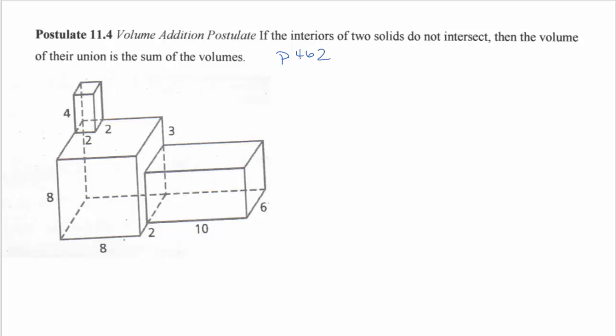So here's this funky shape right here, and you can see it looks like 3 prisms stuck together, 3 boxes stuck together. So we can calculate the volume of this whole shape by finding the volume of each of the 3 prisms, that one, that one, and that one, and adding them all together. Let's go ahead and do that in a minute. We're going to come back to it in a second. First, I want to tell you the next postulate.